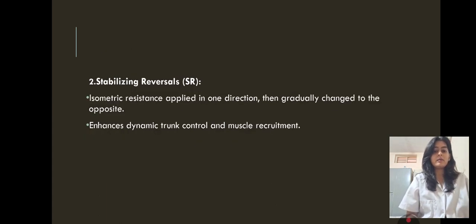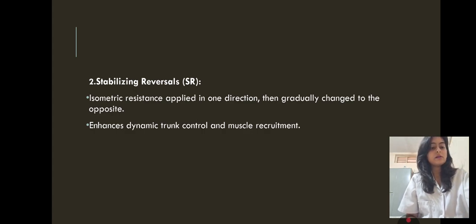Now the second is stabilizing reversal. Isometric resistance is applied in one direction, then gradually changed to the opposite side, to enhance dynamic trunk control and muscle recruitment.